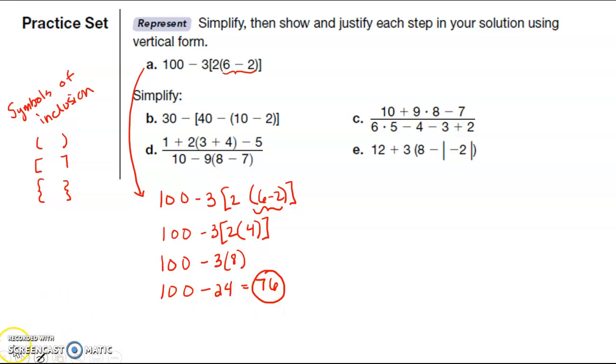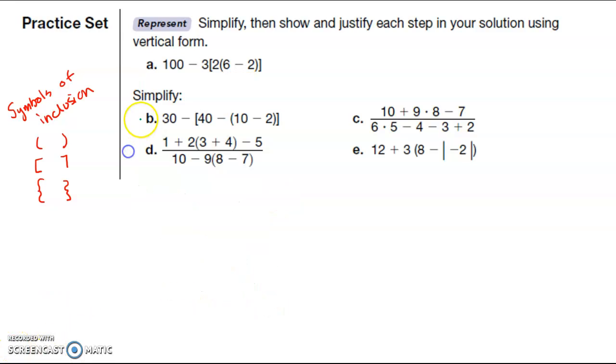Okay. All right. I like to have lots of room when I work these out because I work them out step by step. So if you need to pause this or rewind or go back and watch, that's perfectly fine. So for this one, the symbols of inclusion that are furthest in are right here. So I'm going to go ahead and write down everything that I don't affect.